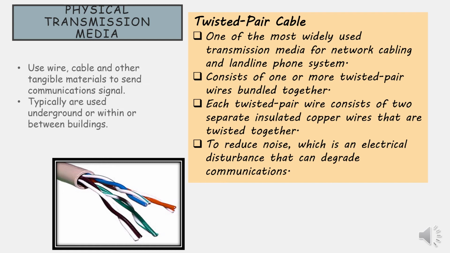The first one is twisted pair cable, one of the more widely used transmission media for network cabling and landline phone system. Twisted pair cable consists of one or more twisted pair wires bundled together. Each twisted pair wire consists of two separate insulated copper wires that are twisted together. The wires are twisted together to reduce noise, which is an electrical disturbance that can degrade communications.